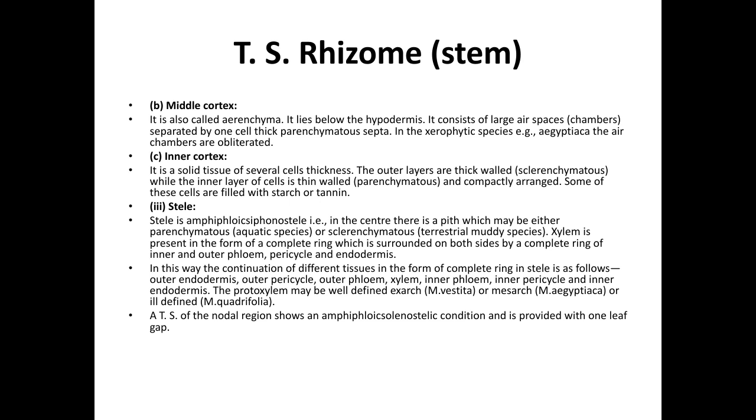Inner cortex is solid tissue of several cell thickness. The outer layer is thick walled parenchymatous, while the inner layer cells are thin walled parenchymatous, compactly arranged. Some of these cells are filled with starch or tannin. Then the stele. Stele is siphonostele.